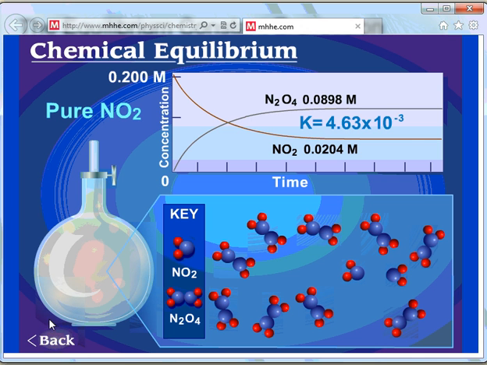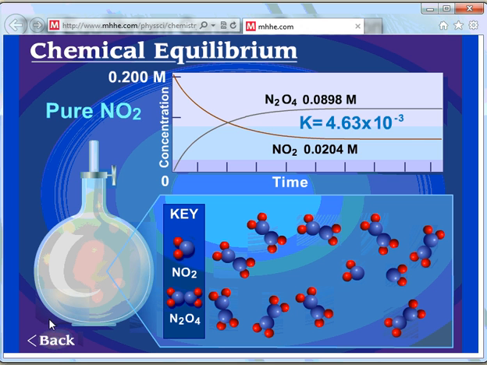I just realized I'm missing something here. Oh, you know what, I'm looking at the wrong numbers here. The NO2 started with 0.2, so let's redo that, and the NO2 finished with 0.0204. I misread that. So 0.2 take away 0.0204, this 0.1796 is the change in the NO2 concentration. So now the N2O4, the ratio was 1 N2O4 for every 2 NO2s. Its change should be half as much. So if we divide this by 2, sure enough, we get the number they show there, 0.0898.